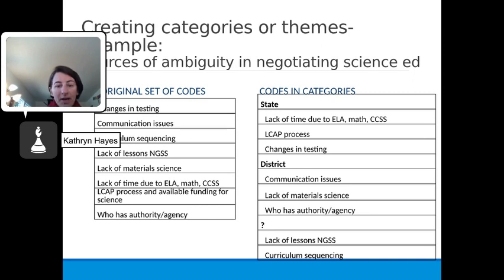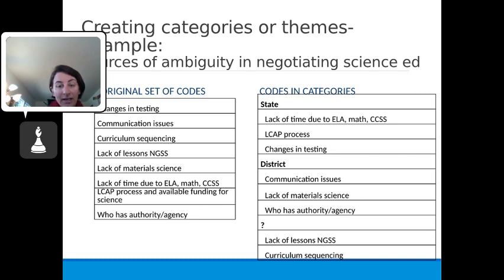This is an example of that process. And this is actually a coding process that I have literally been going through over the last 2 days. So I came up with these emergent codes in relationship to my research question and then categorized them over the last couple of days. So the overarching question I had was, what were the sources of ambiguity as a group of people negotiated science education in their district?